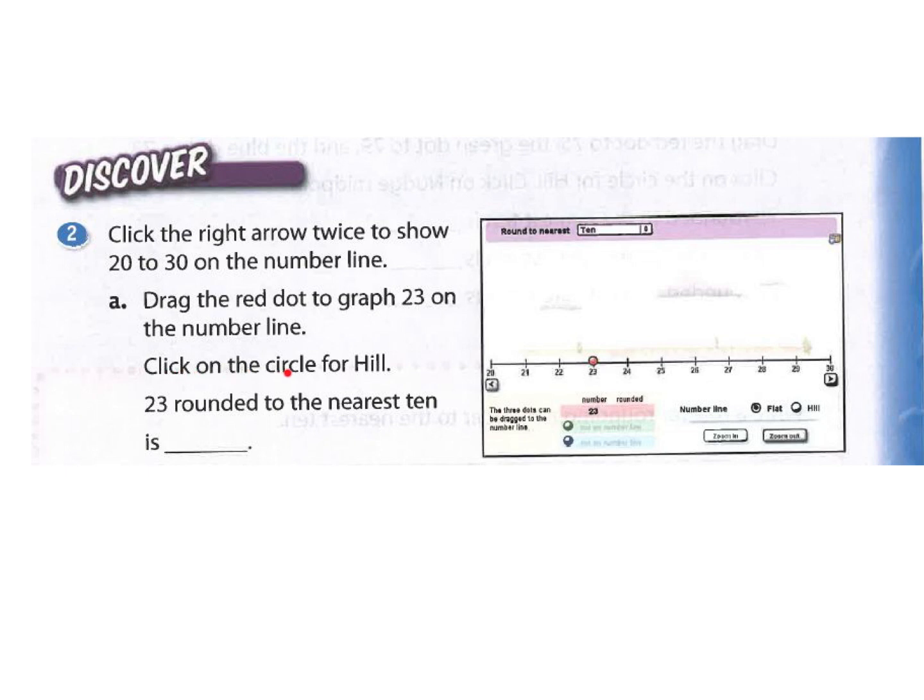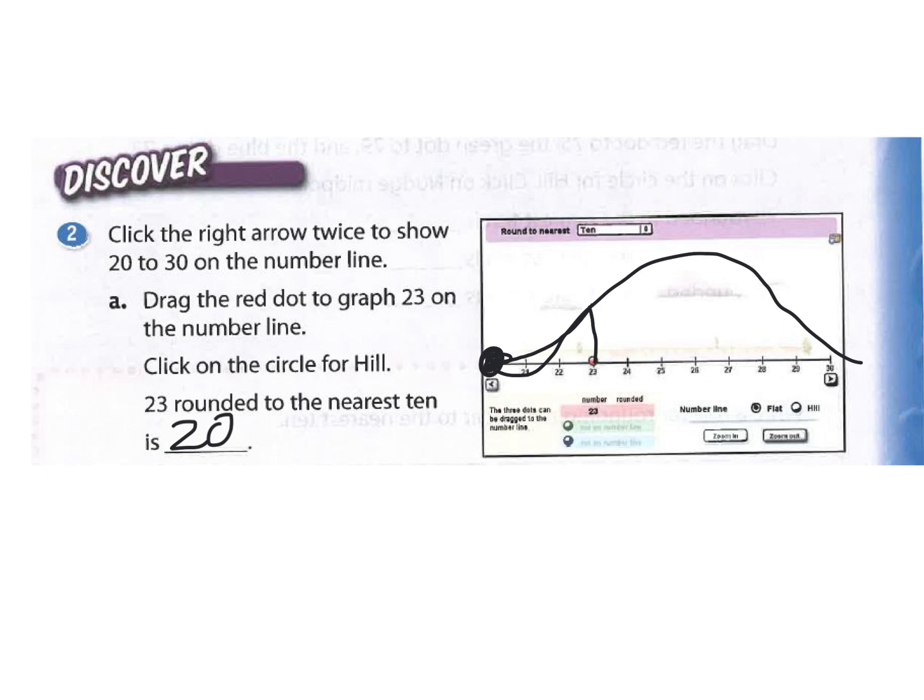Then it says click on the circle for hill. So you have right here, it says hill. So it's flat, and then you'll see hill. What'll happen is this line will turn into a hill kind of like this, and then it's going to show that 23 actually rolls down and it's closer to 20. So when you round it to the nearest 10, you would write 20 on your number line. So the hill is going to help you.